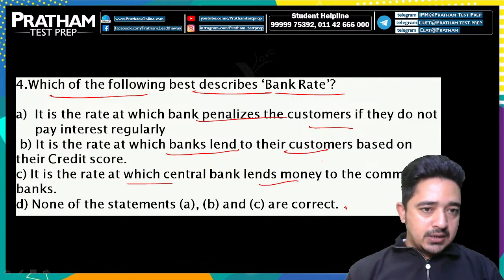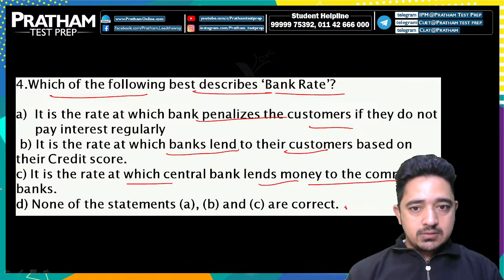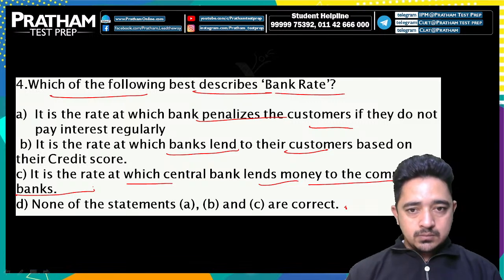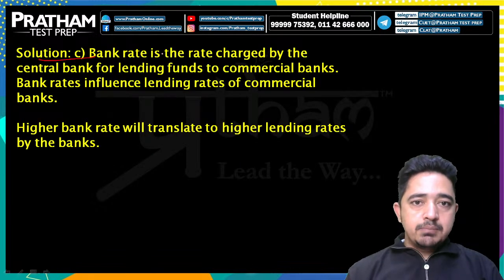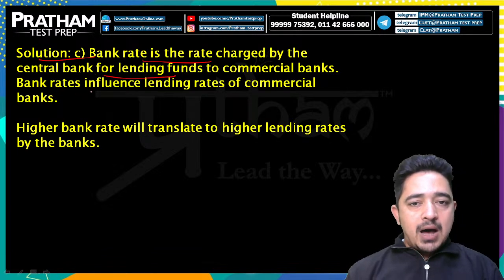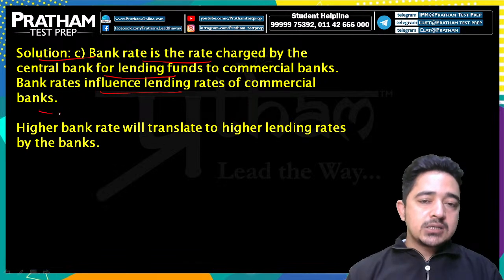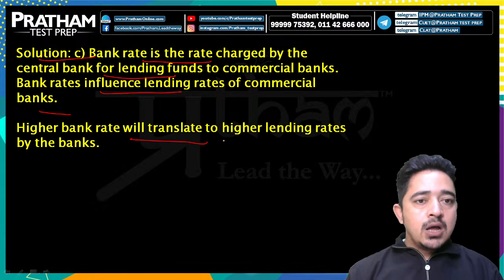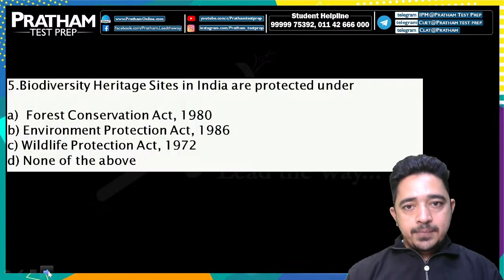One part is hiding, that is, money to the commercial banks. Option C, money to the commercial banks. So the right option is C. Bank rate is the rate charged by the central bank for lending funds to the commercial banks. Bank rates influence lending rates of commercial banks. A higher bank rate will translate to higher lending rates by the banks.